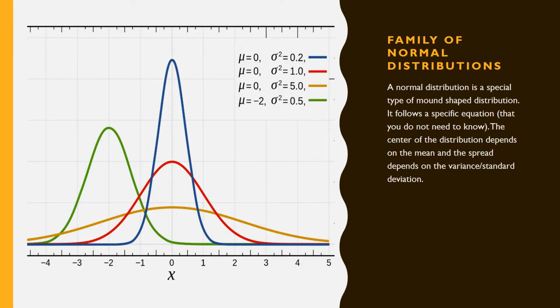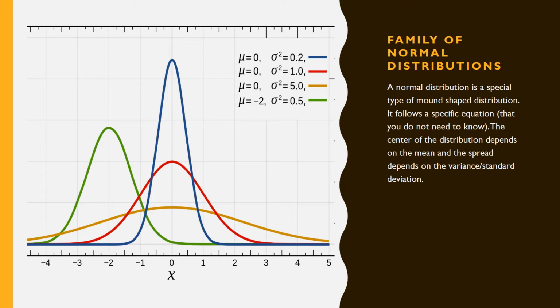So a normal distribution is actually a family of these different distributions. And it's a special type of mound-shaped distribution, so it's symmetric. And what makes it a normal distribution is that it follows a certain equation. You don't need to know what the equation is, but you do need to know that a normal distribution is mound-shaped. And we'll talk about a different kind of mound-shaped distribution in the next phase, which is called a t-distribution. Okay?